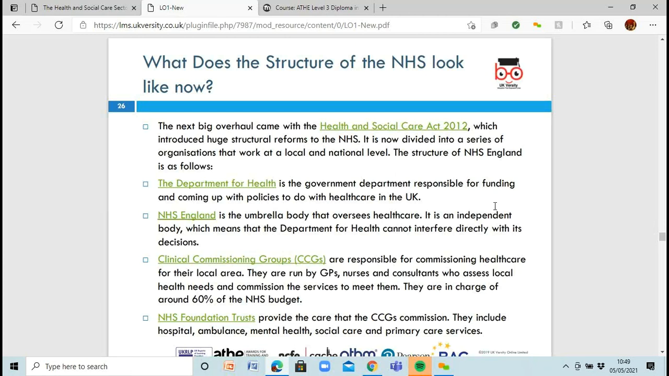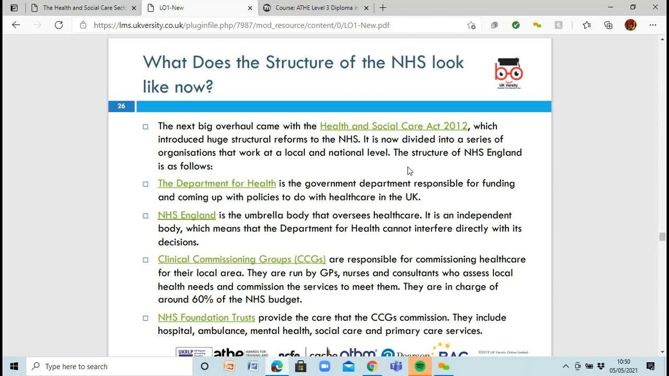And then we've got what the structure of the NHS looks like now. We've got the Health and Social Care Act, which was introduced in 2012. It's very big within all of the care services, and it actually reformed the NHS. It's got a number of services that work within it. You've got the Department of Health, which is responsible for funding and policies. NHS England is the umbrella body. These are the people that oversee everything within healthcare, and it's independent, which means that the Department of Health can't interfere directly with the decisions that NHS England makes.